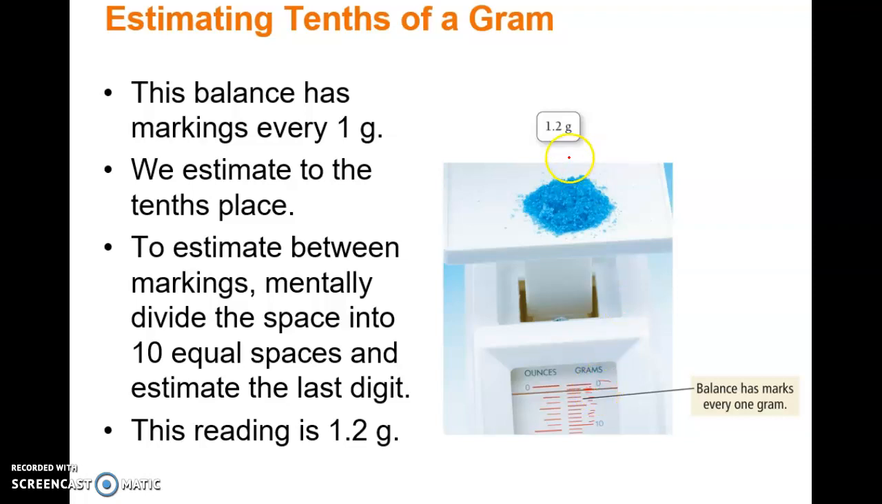They came up with 1.2. This 0.2 is their estimated digit. I would say that's probably close to what I would guess too, 1.2. But you could probably look at it and go, well, maybe that's 1.1 or maybe that's 1.3. You're just eyeballing and guessing that last number. So in a measurement, you're always going to estimate one number past what you're able to see.